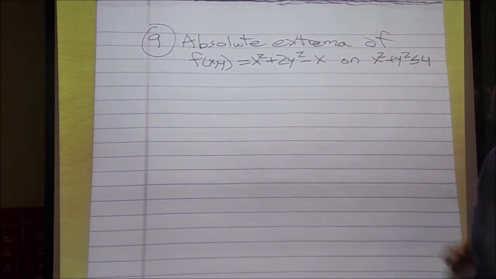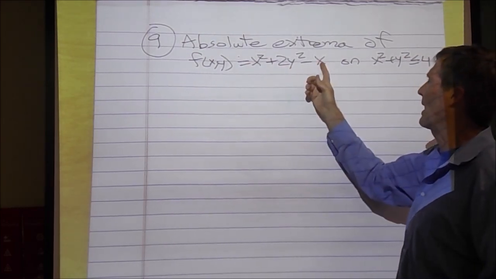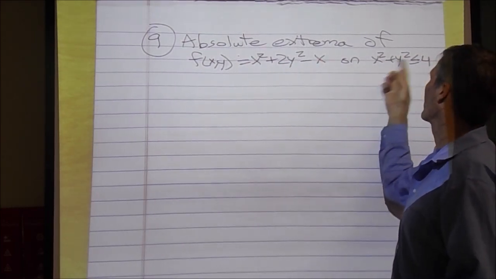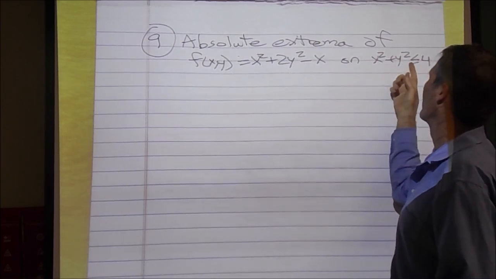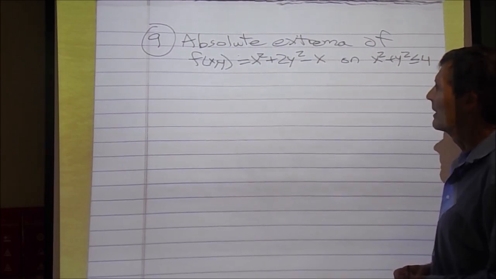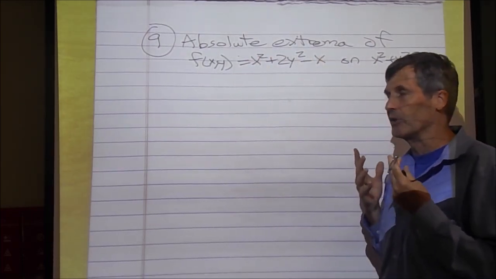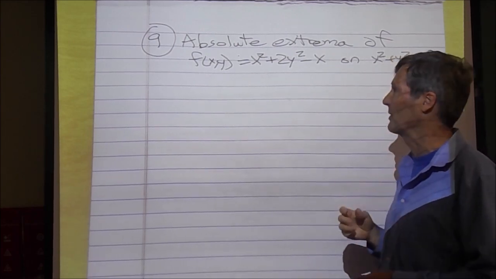And here's what we can do. Suppose we want to find the absolute extrema of x squared plus 2y squared minus x over the disk of radius 2, x squared plus y squared less than or equal to 4. Interestingly, if you think about it, you can kind of get an intuition for what to expect in the answer.